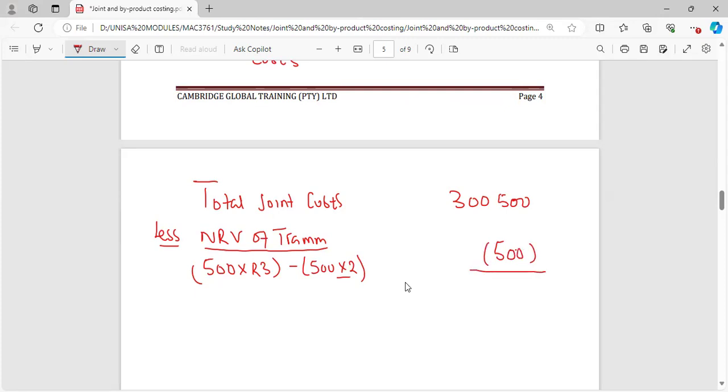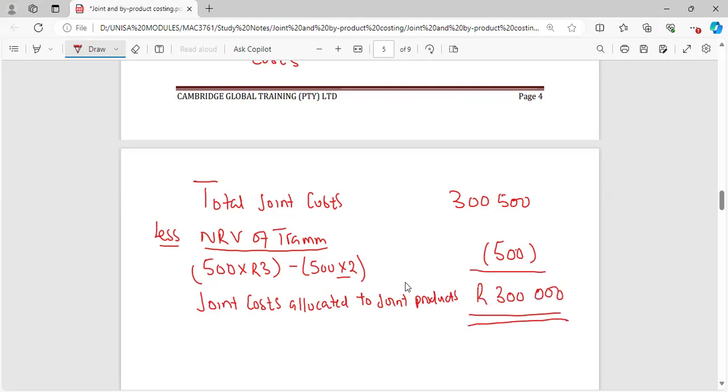So, joint costs to be allocated to joint products. We're just going to subtract 500 from here. So the joint cost to be allocated to joint products is going to be 300,000.